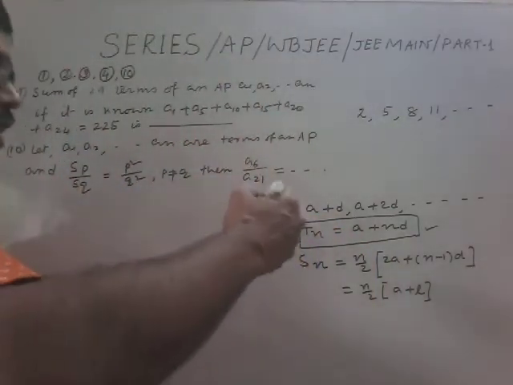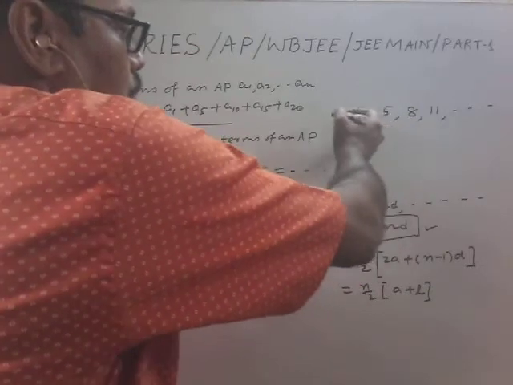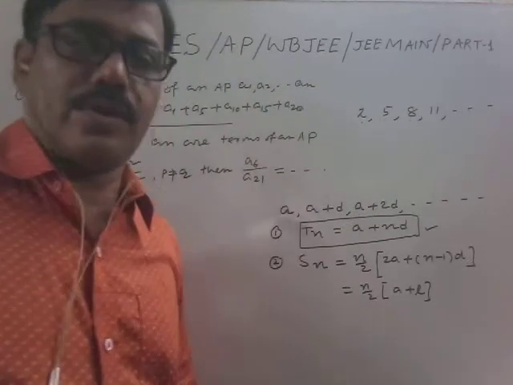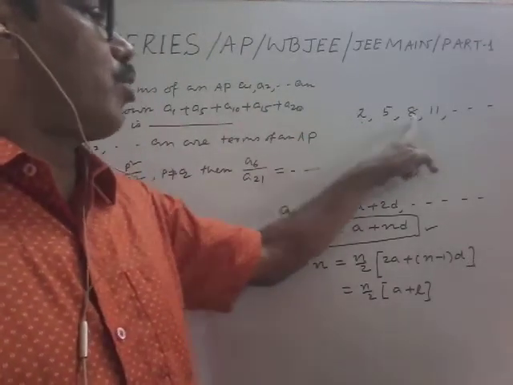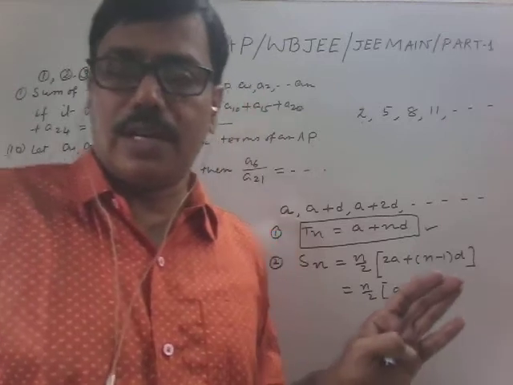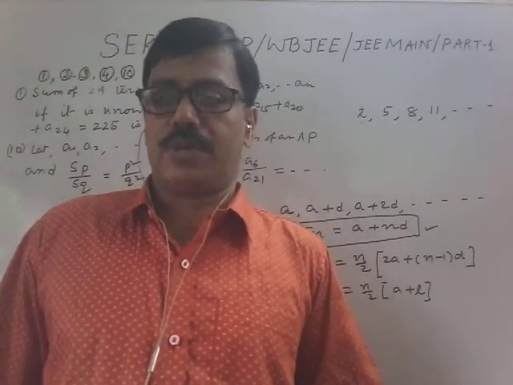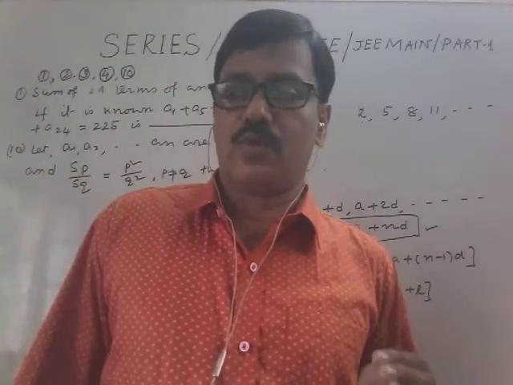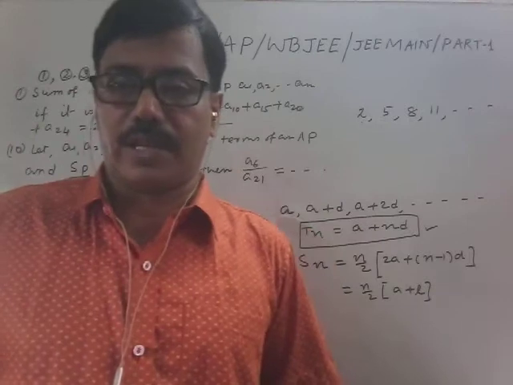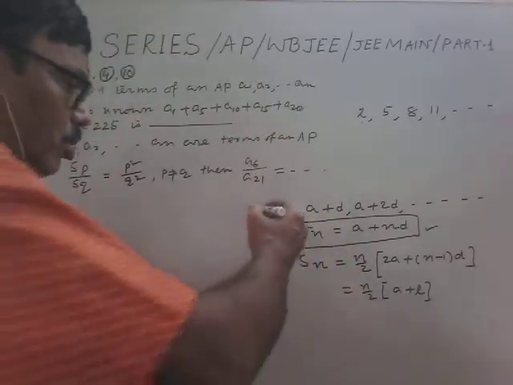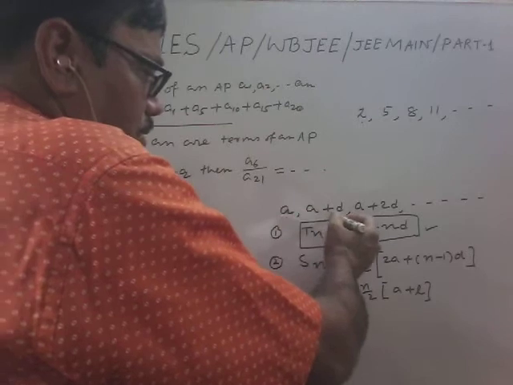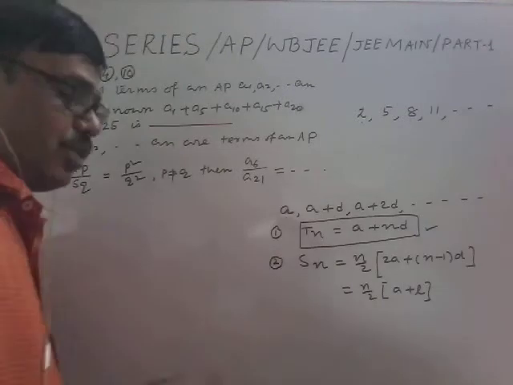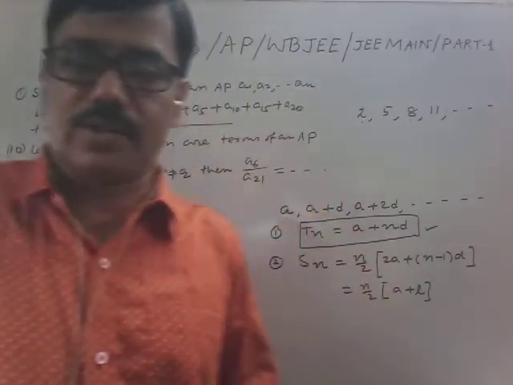For an AP, suppose 2, 5, 8, 11 are the terms. The difference of any term from its previous is constant. If the difference of any term from its previous is constant, then they are said to form an arithmetic progression. In general, it is a, a plus d, a plus 2d. The difference is d, so d is called the common difference.